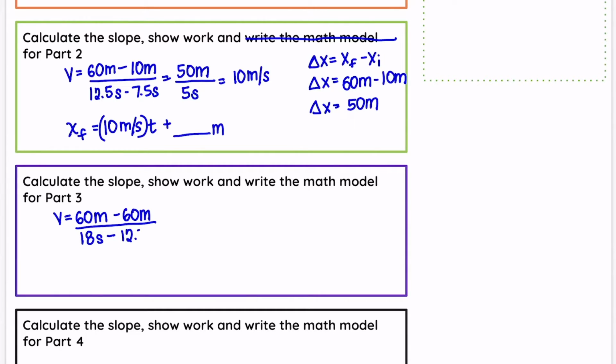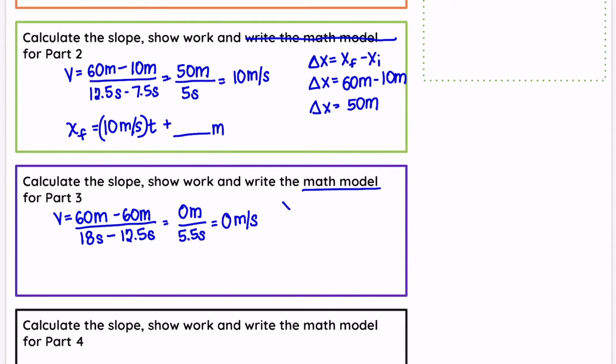And we're going to get 60 minus 60 is going to be 0 meters over 18 minus 12.5 is going to be, let's see. I'm sure we could do this in our head, but I don't know why I'm writing 3. It's not 3. It is 5.5. So let me erase this and write 5.5 seconds. All right, so 0 divided by 5.5 is just going to be 0. And so we have a velocity of 0. That means that the object was stopped and not moving.